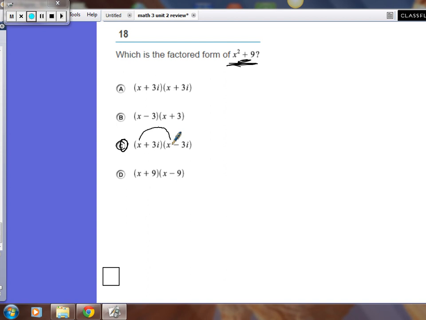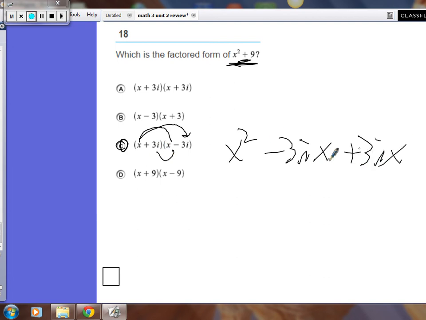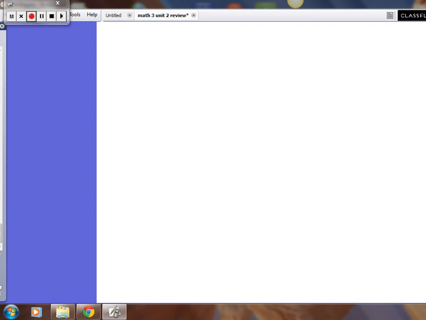If I distribute, that's going to give me x squared. X times a negative 3i is going to be a negative 3ix. 3i times x is a plus 3ix, and those zero out. But a 3i times a negative 3i is a negative 9i, and i times i is a negative 1. So negative 9 times negative 1, x squared plus 9. Okay, that's it.